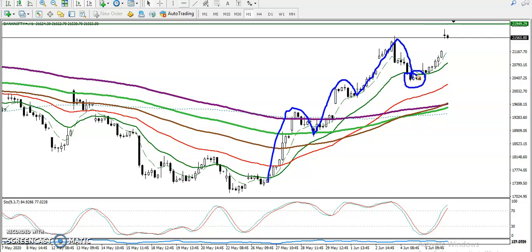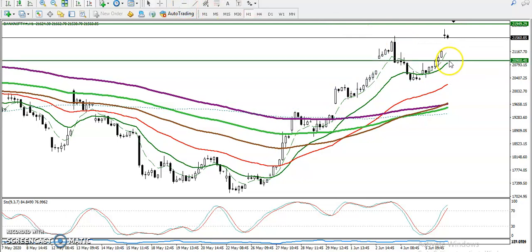Where is the 20? It is this line, you can say green, almost green. This is the 20 exponential moving average, and the price is respecting it. Then let's draw a horizontal line connecting the 20 exponential moving average. This is our entry point. Does that make sense? Once price retraces to this level, that is our buy opportunity.